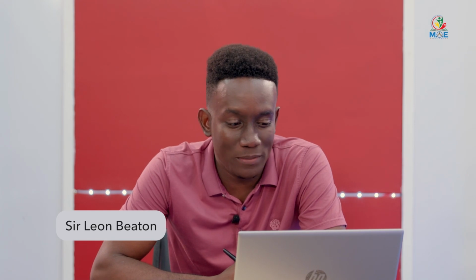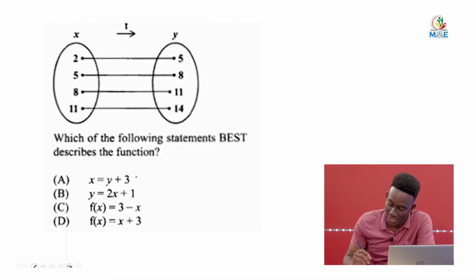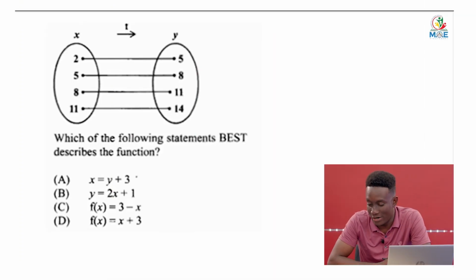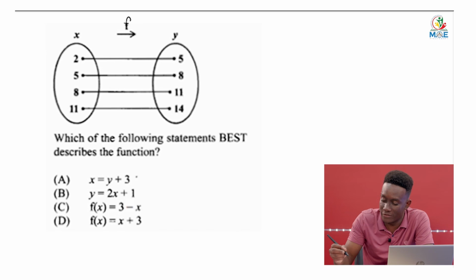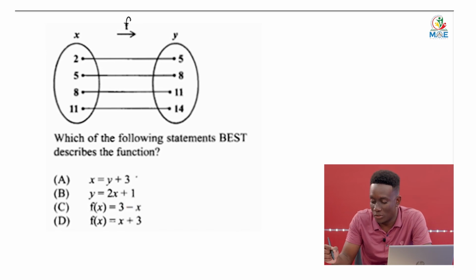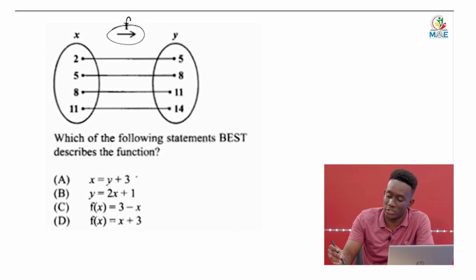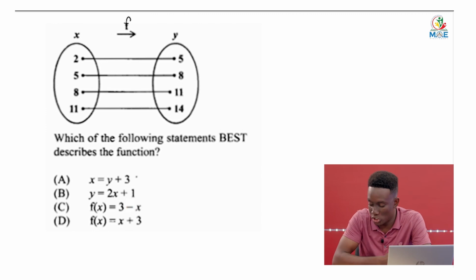In this video, we will be looking at some relation function questions. So let's head straight into the first question. The question says, we have a diagram and we have the function f. We see x is mapped onto y and it undergoes this function. So which of the following statements best describes the function?